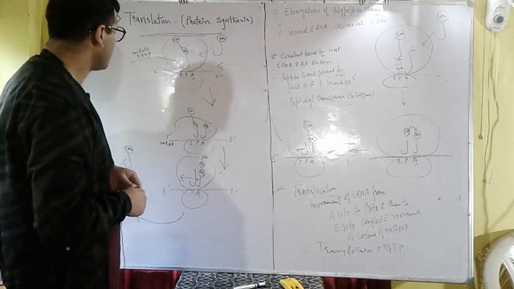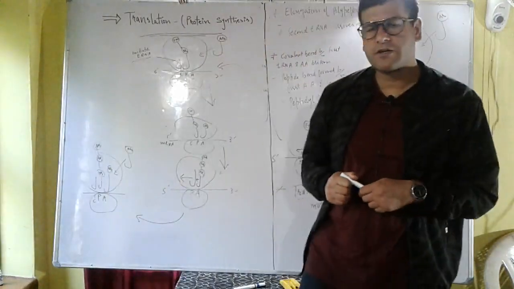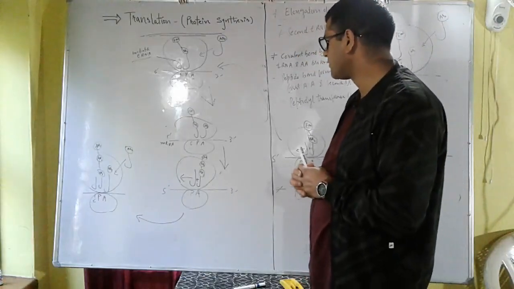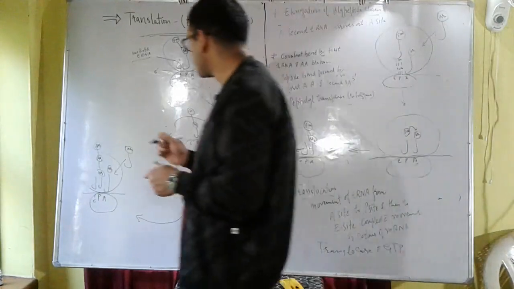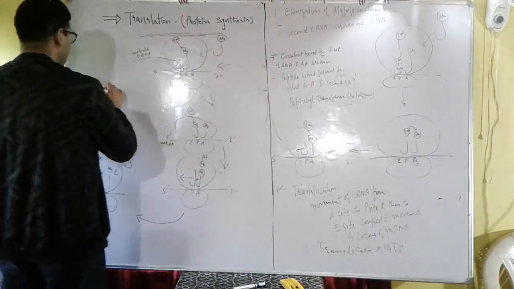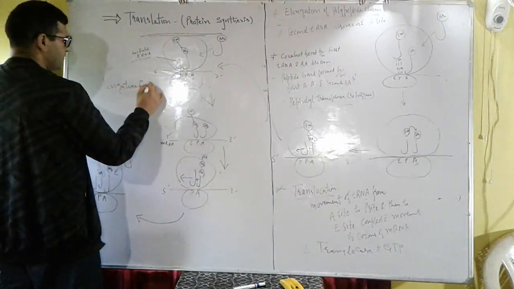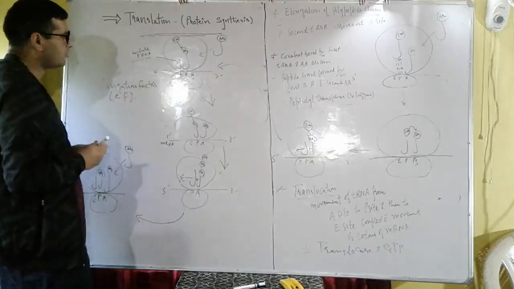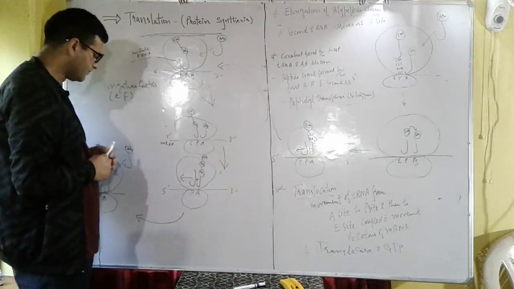And there are certain important factors that are called elongation factors. They are required for the elongation process, for the growing of the polypeptide chain.